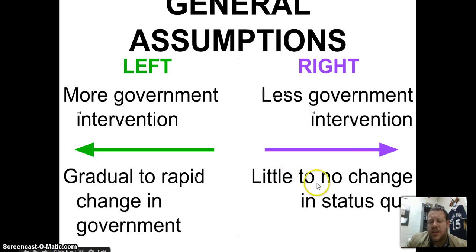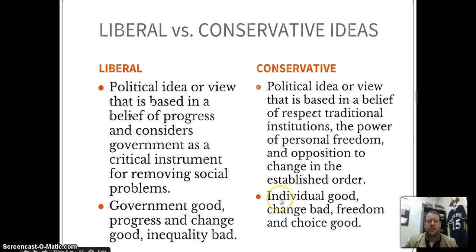Also, they don't want to change government much. They think the way it is, even the way it was, is better than what it could be. So we're going to have little to no change here in the status quo. We're going to try and leave things just the way they are. So that's the basic idea of left and right. Left being more government intervention, more change, faster change. Right being less government intervention, little to no change in how the government actually looks.